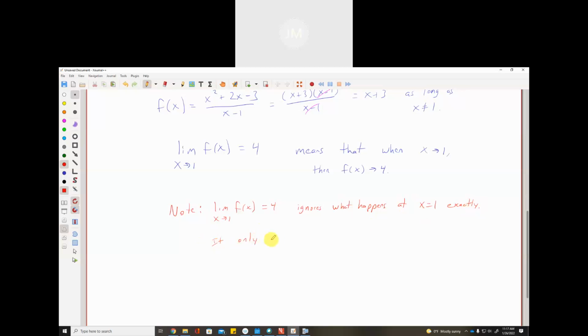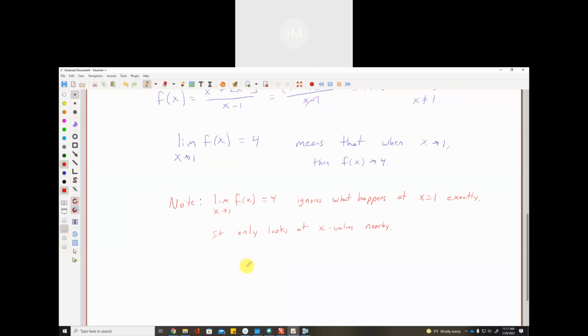So the limit is only looking at x values nearby. Okay, that's an important thing to keep in mind. That's what makes the limit useful. If I wanted to plug x equals 1 in exactly, I don't need any of this new notation. I could just plug 1 into the function and be done with it.